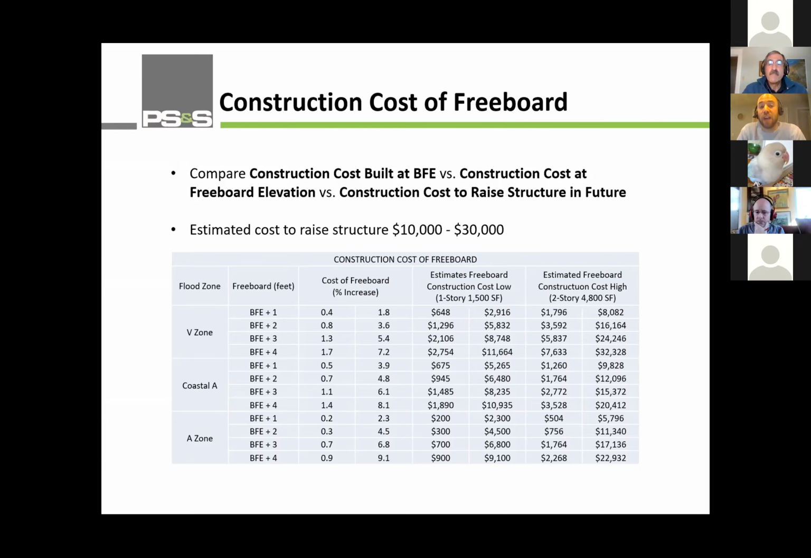Is this something that I would rather do financially, put this money up front to better protect my house, to better protect my building, or would I just rather wait it out and see if I should just raise it at a future date?